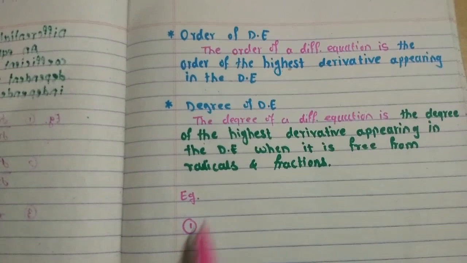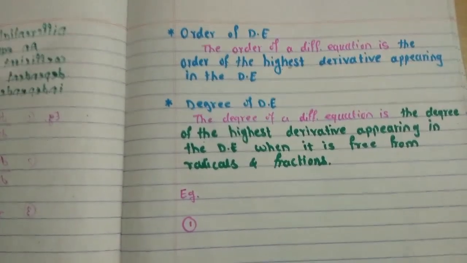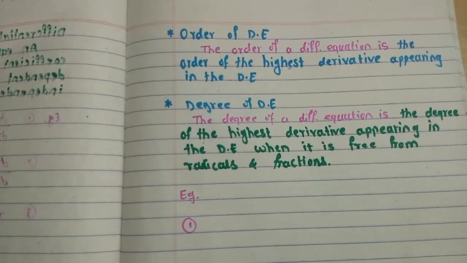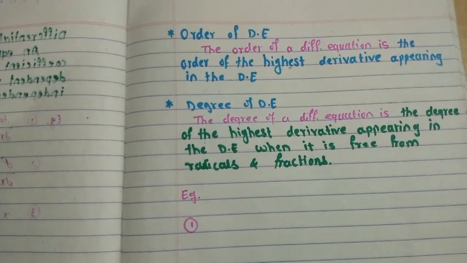You have to eliminate that cube root, square root from the differential equation. Then and only then you will get the degree of the differential equation. So let's see some examples so that you will get the idea about the order of a differential equation and the degree of a differential equation.